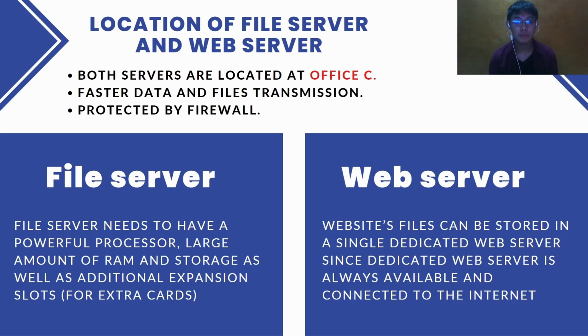Another reason why we place the file server and the web server at Office C is because Office C is well protected by a firewall. This firewall will act as a protector, which will protect the file server and the web server from hackers and intruders. To further enhance the performance of the file server, the computer chosen for the file server needs to have a powerful processor, a large amount of RAM and storage, as well as additional expansion slots for extra cards. As for the web server, the website's files can be stored in a single dedicated web server, since a dedicated web server is always available and connected to the internet.